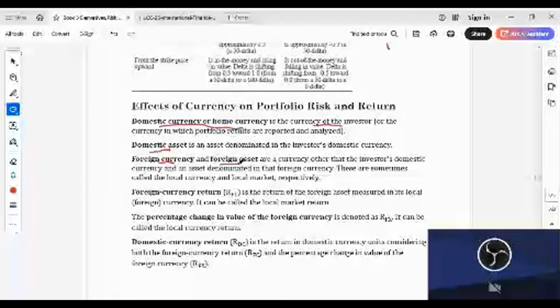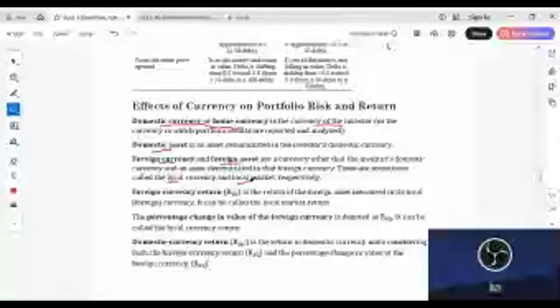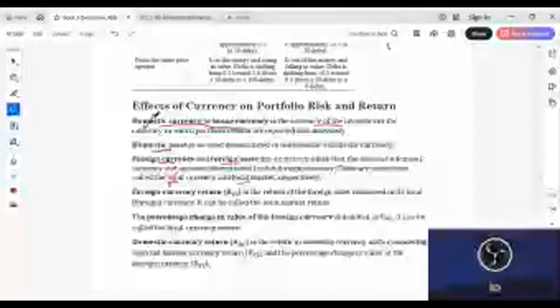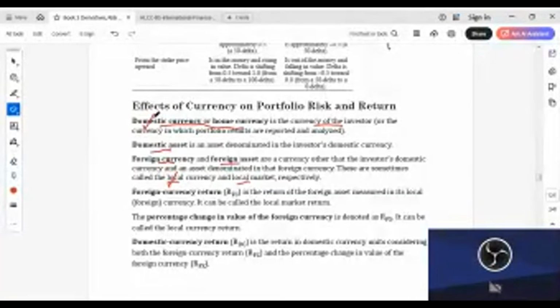Or local currency or local market. I find this a bit confusing. I had to put some effort to memorize. Okay, what is local and what is domestic? So domestic is the investor's home country. Local is the investment destination.